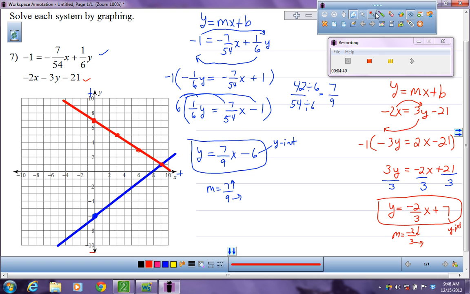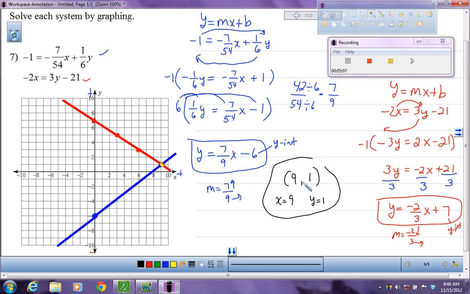And I can see that my intersection is right there. So that makes my answer (9, 1). In other words, my x is 9, my y is 1, and that's the solution to the system.